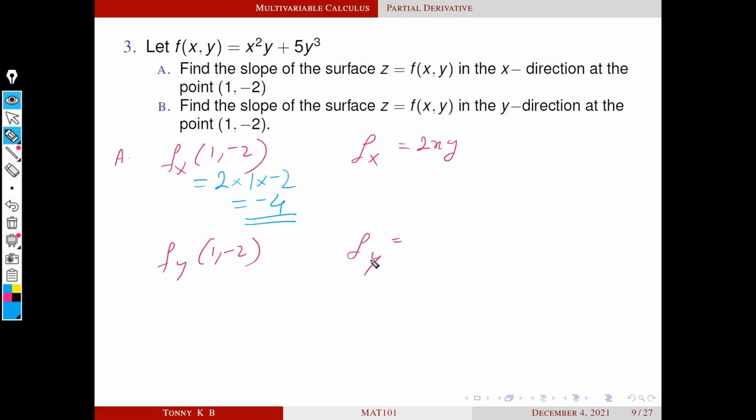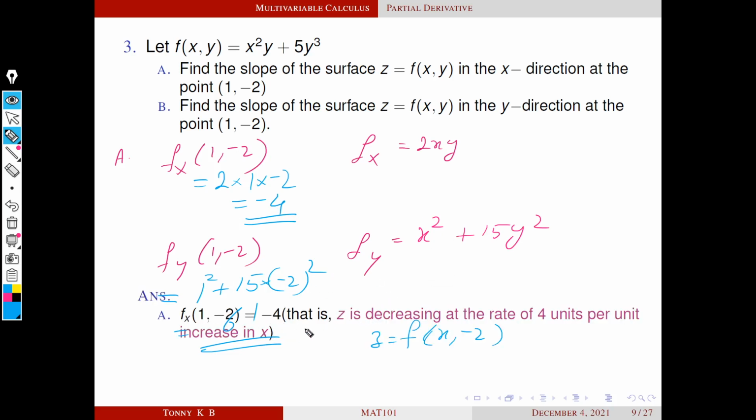Similarly, you can find fy. What is fy? Fy is nothing but the derivative of this with respect to y. Now x square is a constant. So this becomes x square plus, what is the derivative with respect to y? That is 15y square. Then by substituting 1 and -2, you can find this derivative at (1, -2). So this is equal to 61. So the slope in the direction x is -4. The slope in the direction of y is 61.